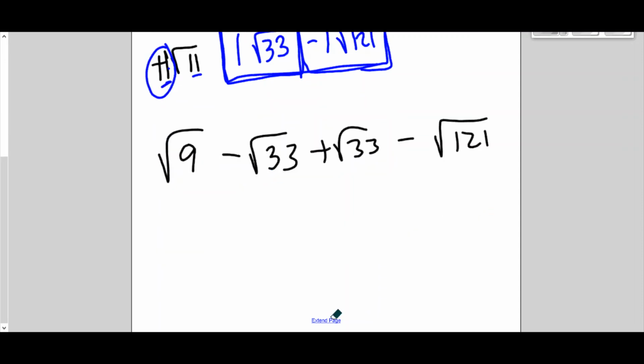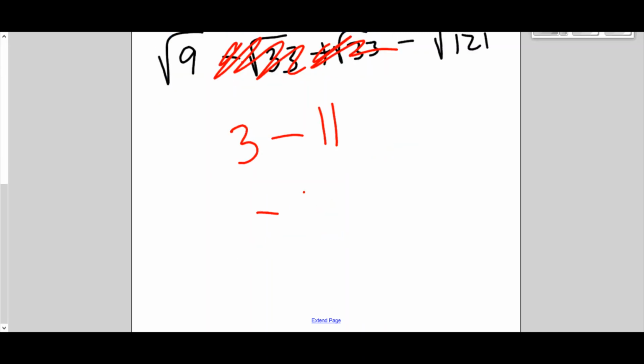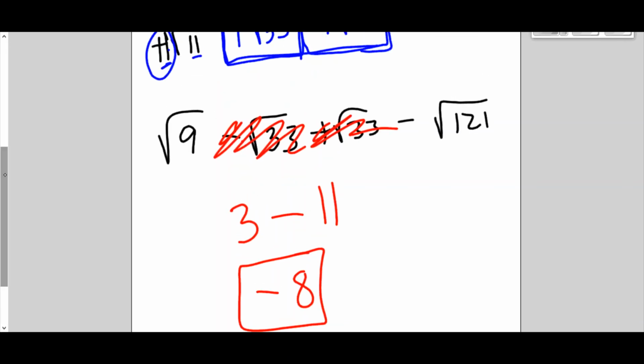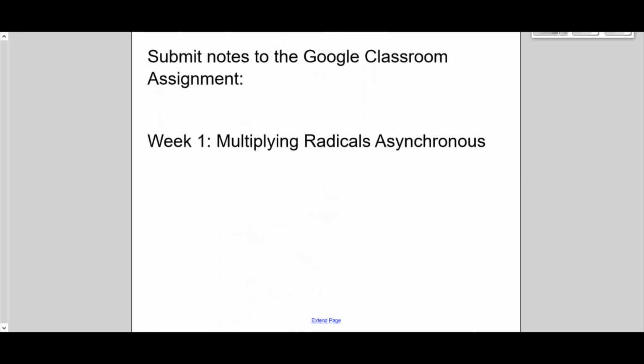And hopefully you see, well, these middle 2 terms, just like before, they cancel out. Those are 0. Negative square root of 33 plus square root of 33 is 0. So square root of 9, we know the square root of 9 is 3. And the square root of 121, that's 11. So 3 minus 11 gets you -8. So notice in either case, your middle terms canceled out. So you get -8 for your answer for this one. So this is always going to happen when you multiply a square root by its conjugate. You'll have those middle terms cancel.